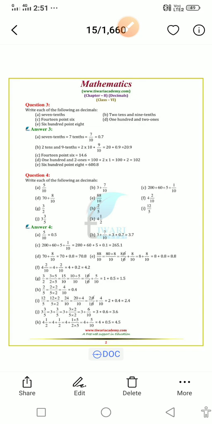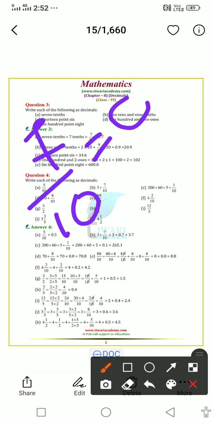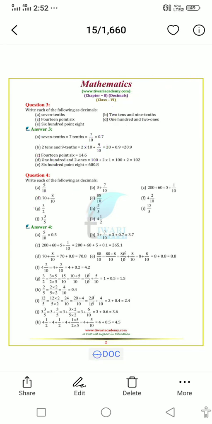Question number 3: write each of the following as a decimal. The first is 7 tenths. 7 tenths means a tenth part of 7. So how can we write it? 7 tenths means 7 by 10. We can write 0.7. Okay, we can write it like this.